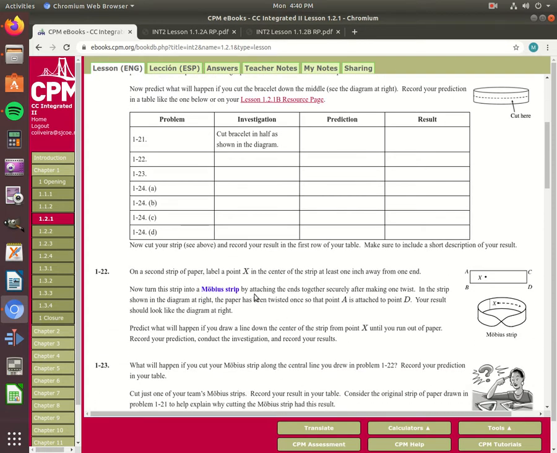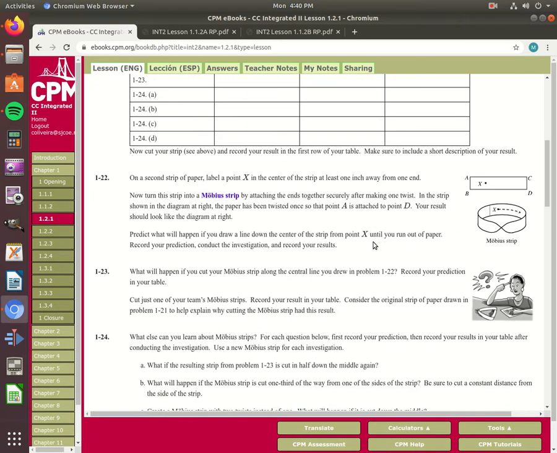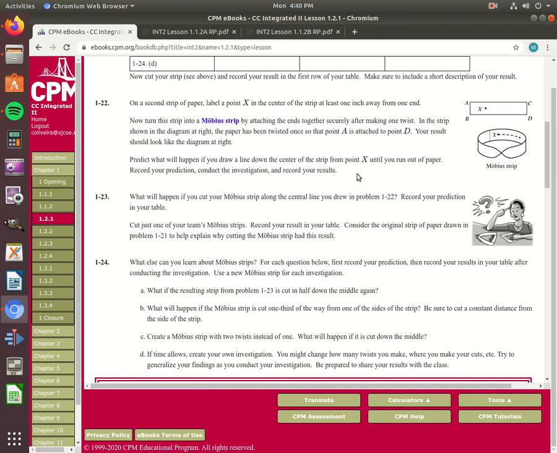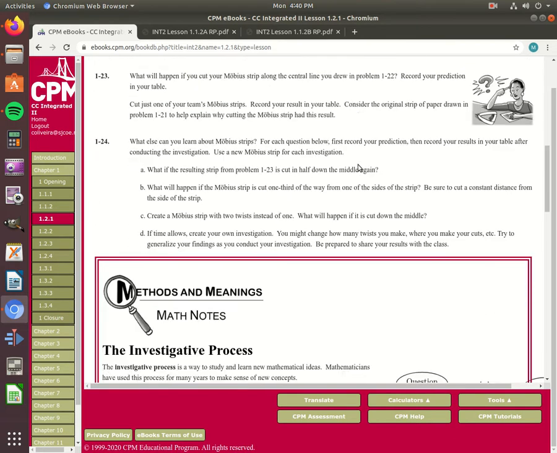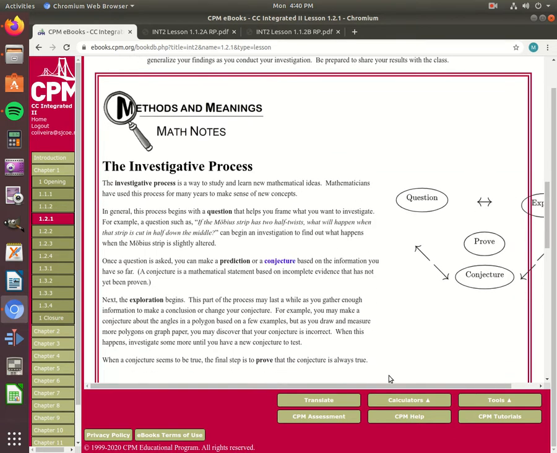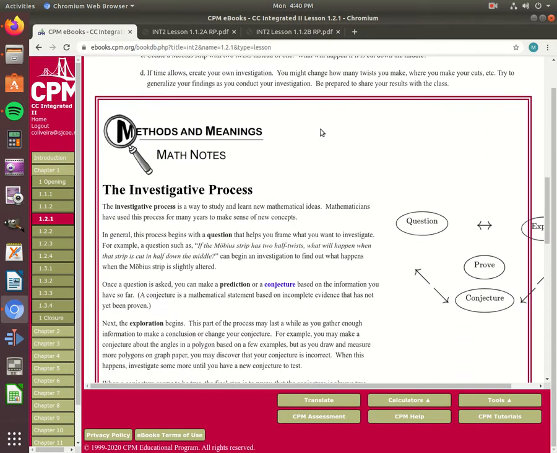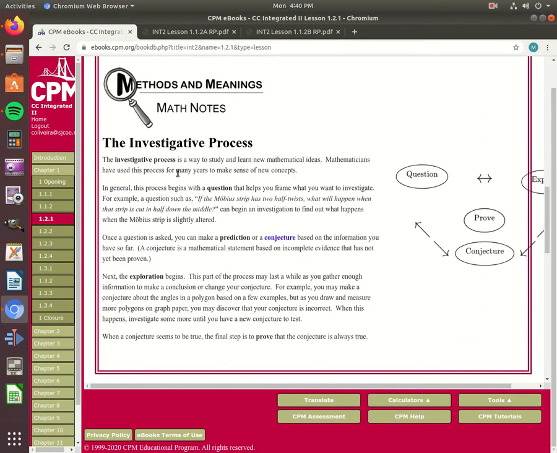And again, it has us use this Mobius strip, and some kind of cool unexpected things happen when you go through these different experiments. So like I said, I really would encourage you to watch a video on Mobius strips. However, the main point of this lesson is not the Mobius strip. The main point of this lesson is the investigative process. The investigative process is a way to study and learn new mathematical ideas. Mathematicians have used this process for many years to make sense of new concepts.